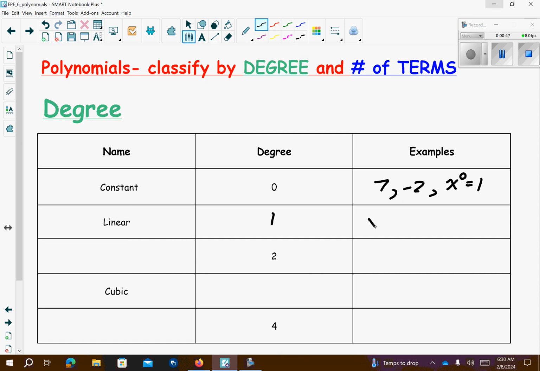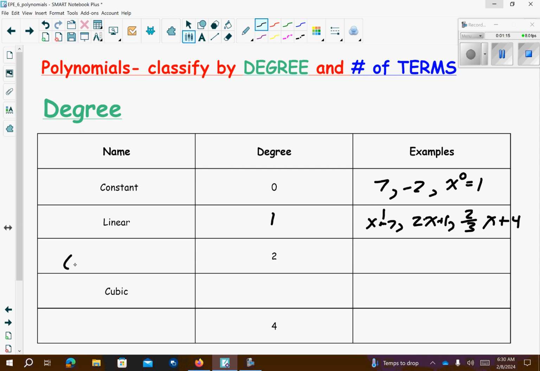So if we had x to the first or 2x, and that could be raised to the first, it is raised to the first, we just don't have to write it, or 2 over 3x, something like that. But we could also put +4 at the end, or we could put +1 or +7. That would be a linear situation where your highest exponent in your whole equation is one.